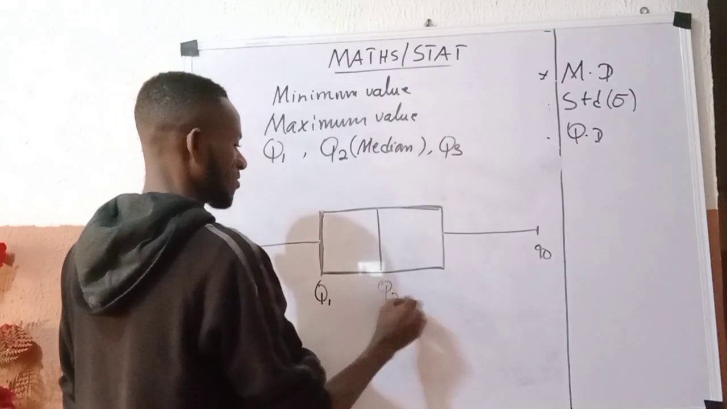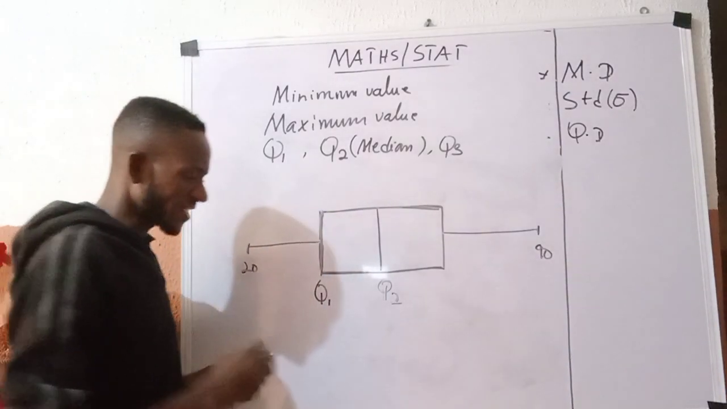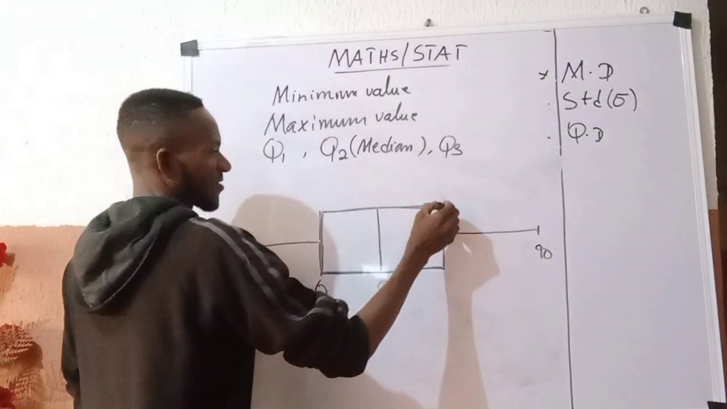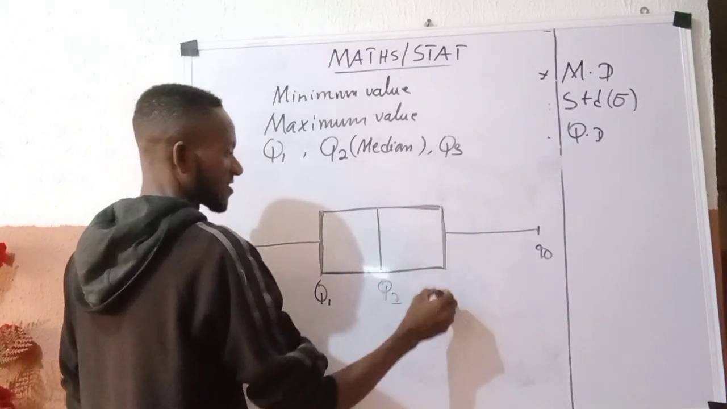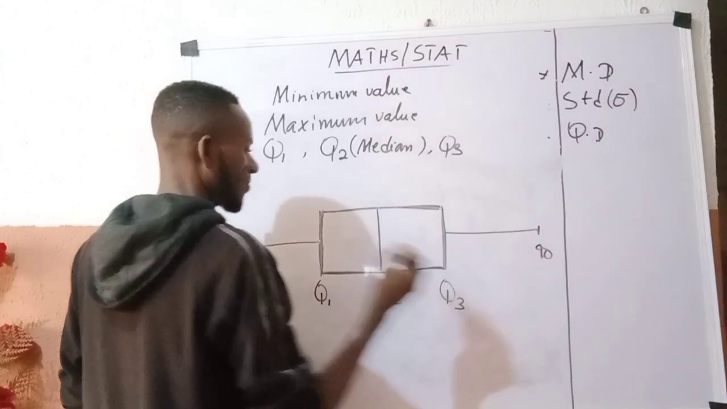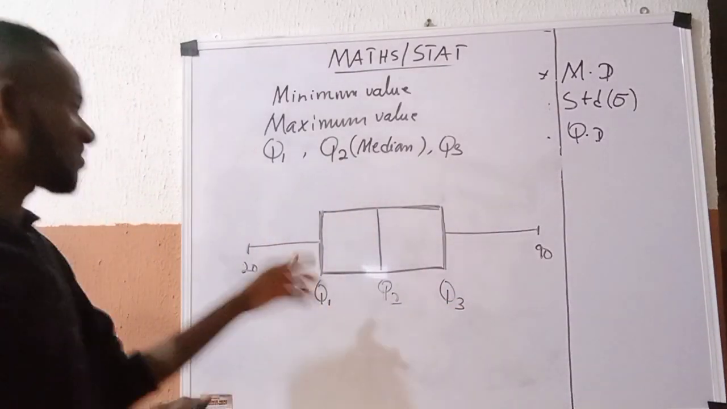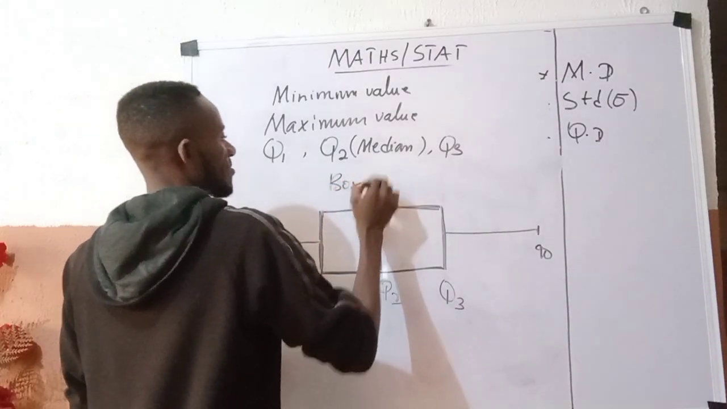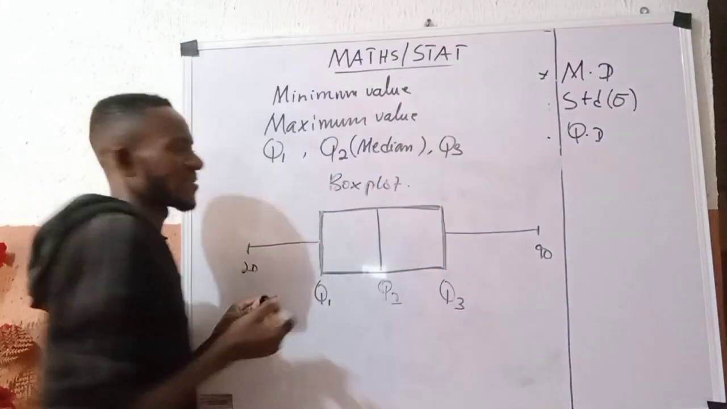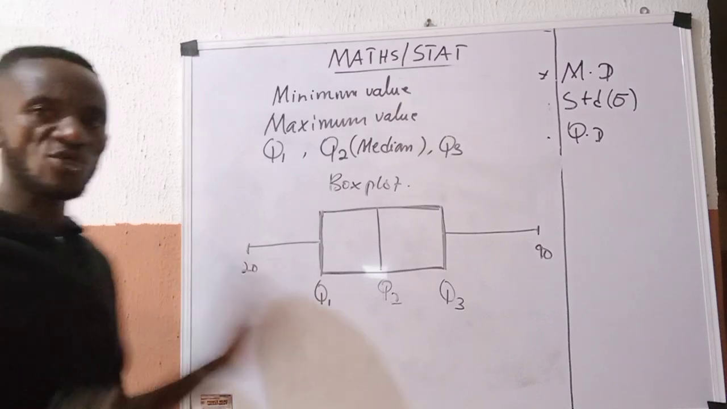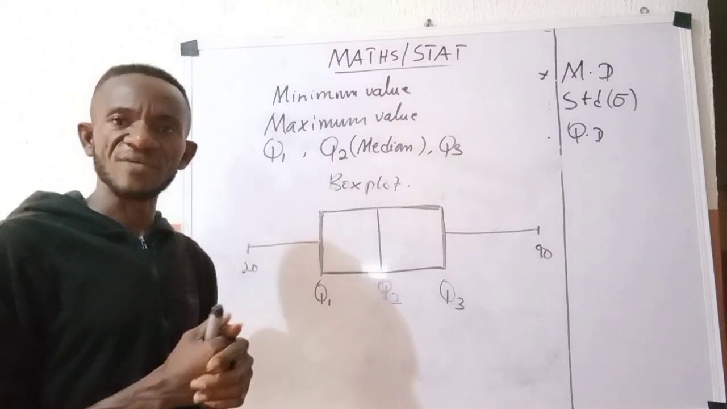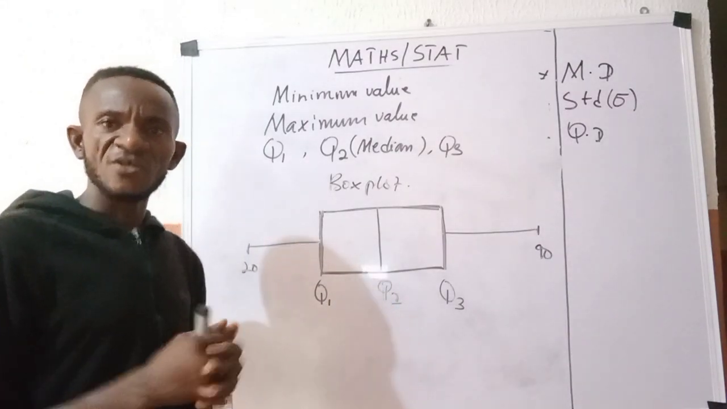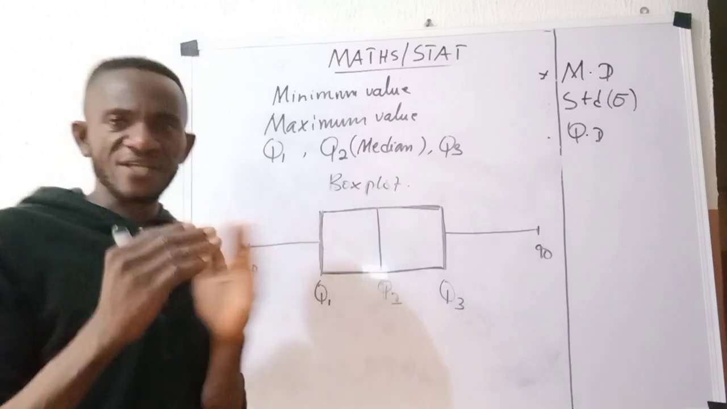Then, of course, this value that is here is what we call our Q3. And of course, this is what we call the box plot. We can use it to see the distribution of data and the rest of them. Okay?